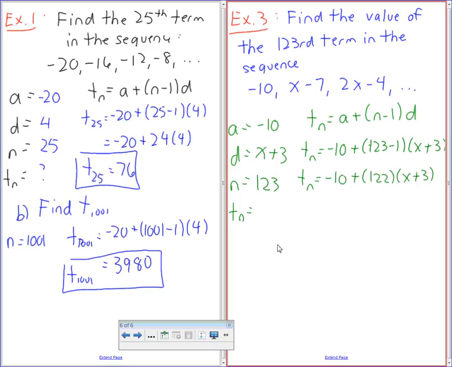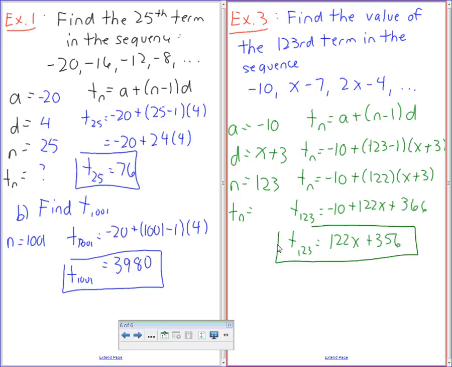All right. Unfortunately, if we were to get to this stage of the game, I would mark you half correct because I don't like the way that equation goes. Can you make that better, please? All right. So T123 equals negative 10 plus 122x plus, what is that, 366? So 122x plus 356. Is that right? Sounds like a lot. All right, sort of makes sense?